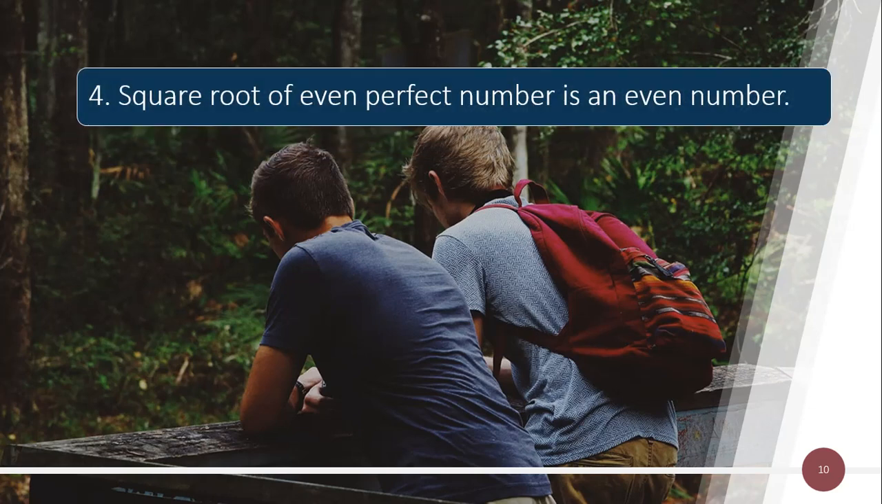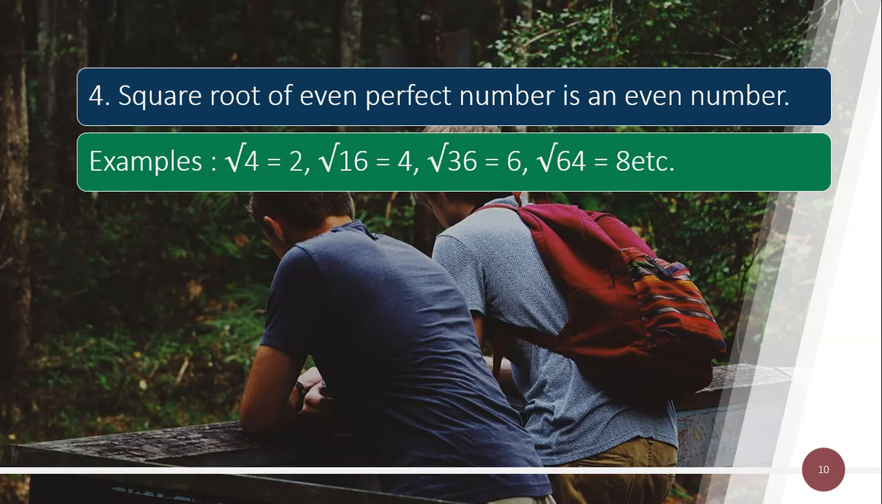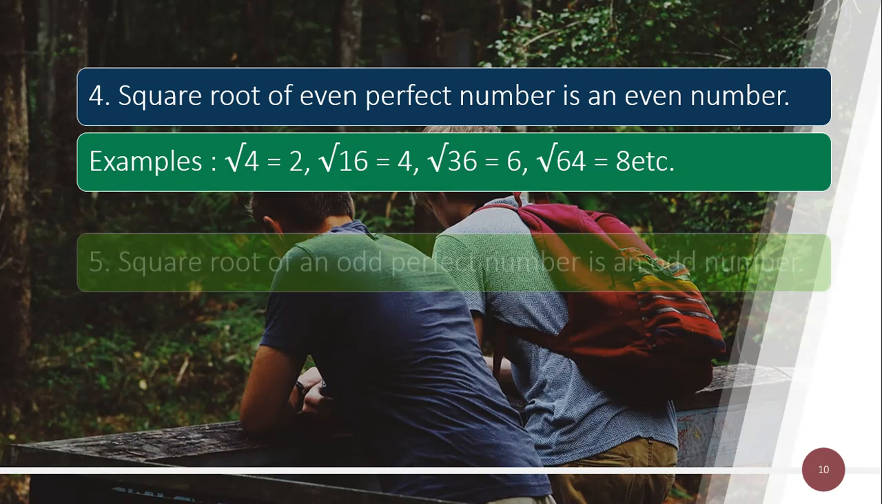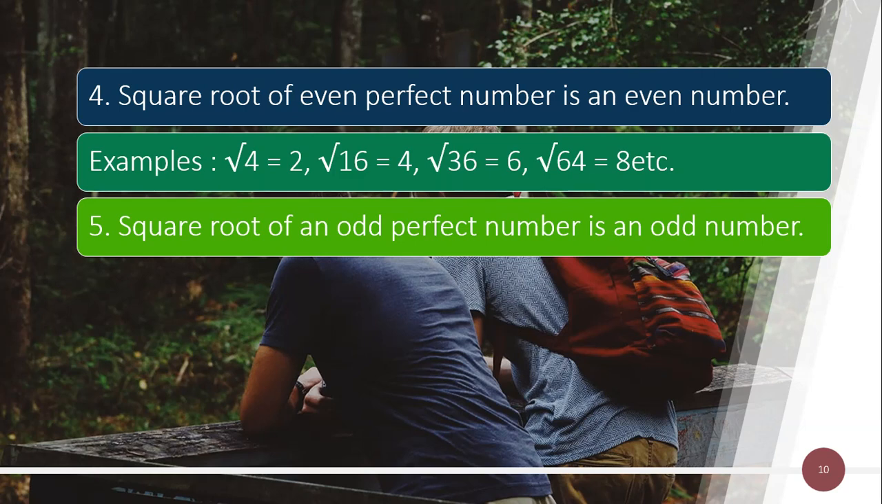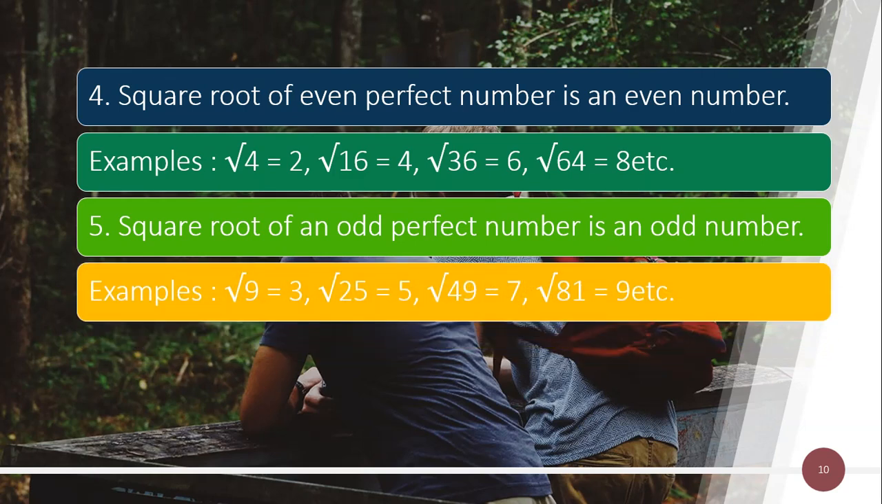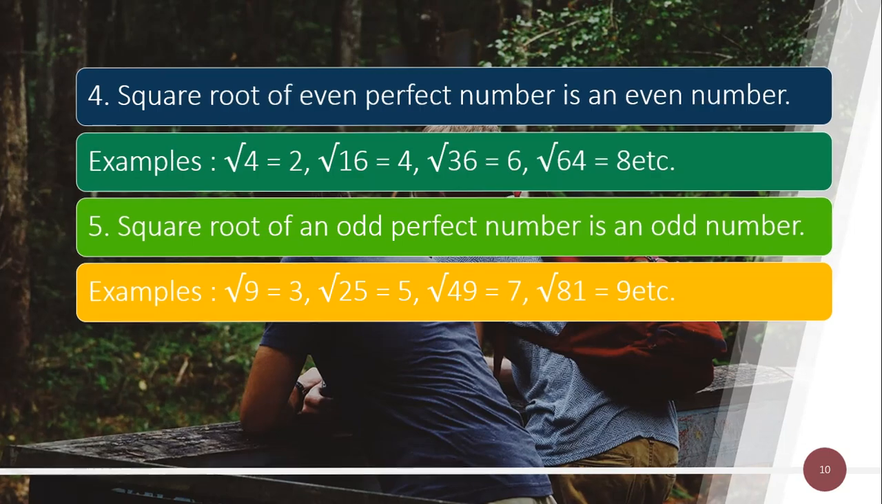A square root of an even perfect square is an even number. Example, root under 4 equals 2, root under 16 equals 4, root under 36 equals 6, root under 64 equals 8. A square root of an odd perfect square is always an odd number. See here example, root under 9 equals 3, root under 25 equals 5, root under 49 equals 7.